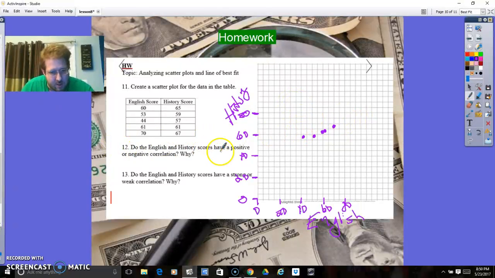All right, so do the English and history scores have a positive or negative correlation? Well, that definitely looks like the data's going up. Do English and history scores have a strong or weak correlation? Now, they look pretty strong. It looks like they're kind of in a straight line. So I would say that would be a strong correlation.